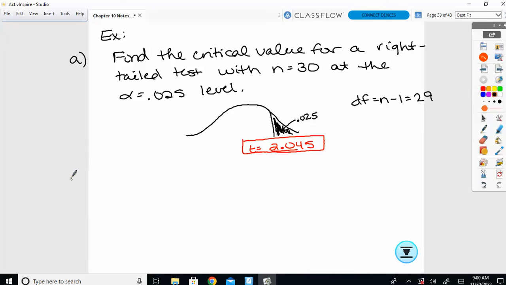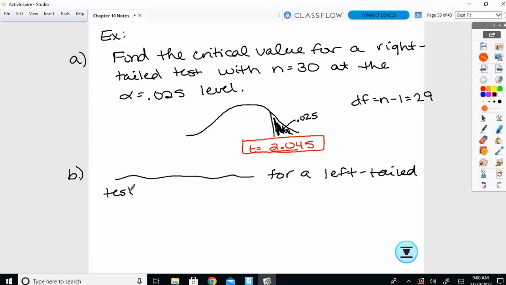Let's try some. I'm not going to write all this out. Can I just assume: find the critical value for a left-tailed test with n equals 7 at alpha equals 0.01.